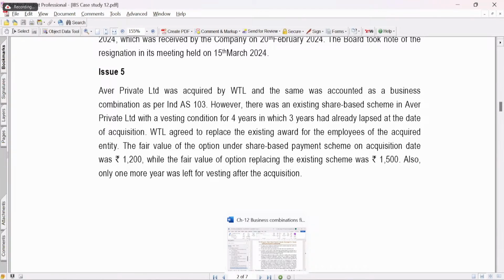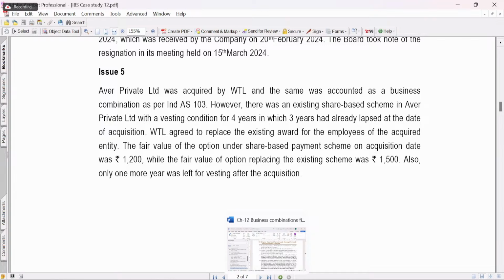What will be the accounting under this acquisition under Ind AS 103? We have to see that. So this is basically the background. We have 3 pieces of information here. First is that this accounting is to be done at the time of acquisition.